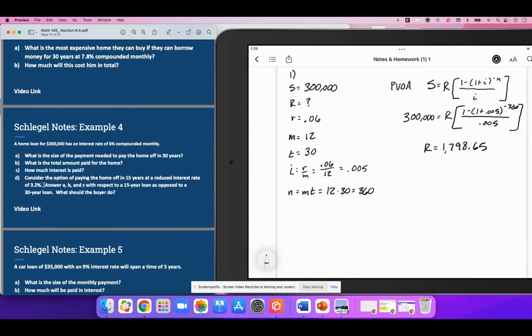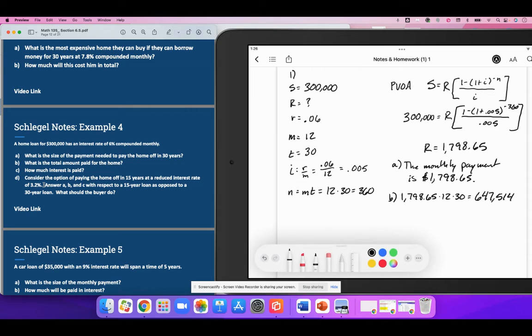That's for part A. The monthly payment is going to be $1,798.65. Part B, what's the total amount paid for the home? Well, we need to take the monthly payment times 12 payments a year times 30 years. And this is going to be awful. I can tell you already, it's going to be like a bloodbath. 1798.65 times 12 times 30. They're going to pay $647,514 total for this $300,000 home.